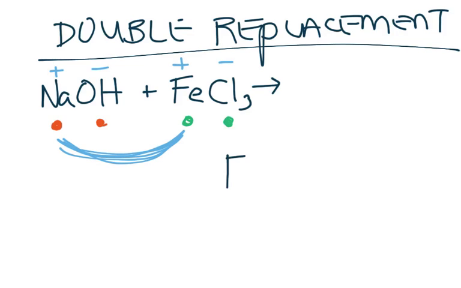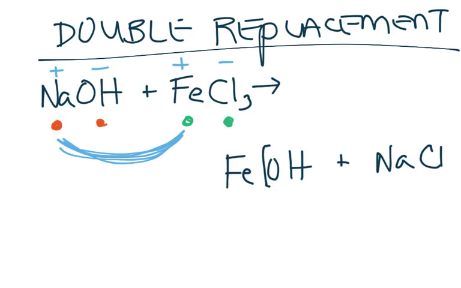So what I'm left with is iron hooking up with hydroxide and sodium hooking up with chlorine. But remember, you can't just put them together. You've got to re-crisscross every single time. So all I've done is put the Fe and the OH together, but I had to remember iron's a 3, hydroxide is a 1. I knew iron was a 3 because of that right there.